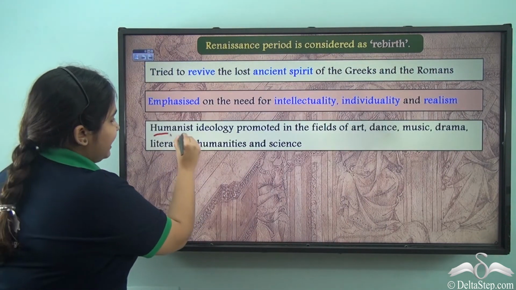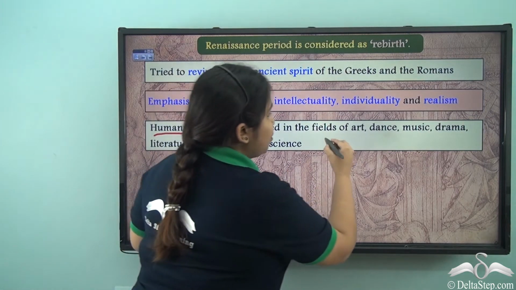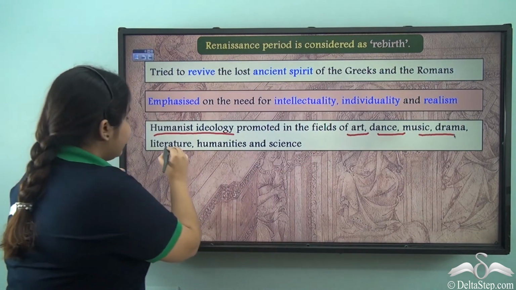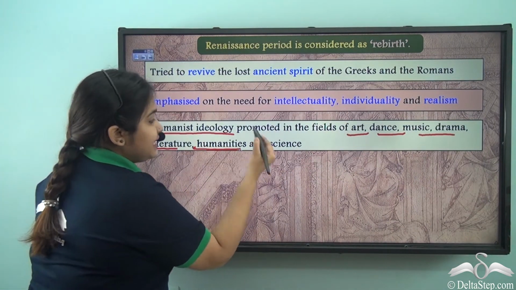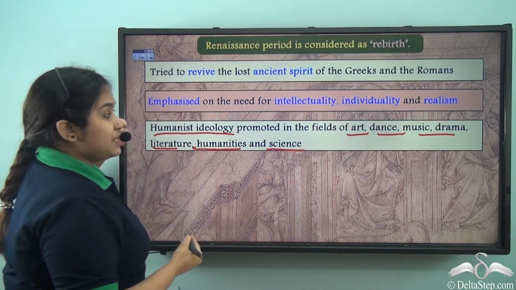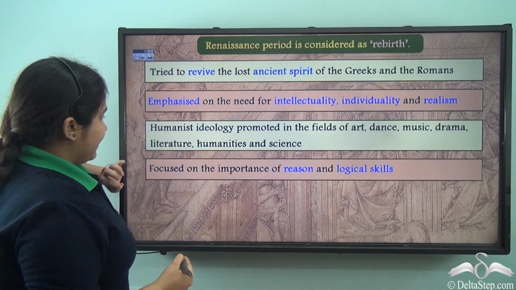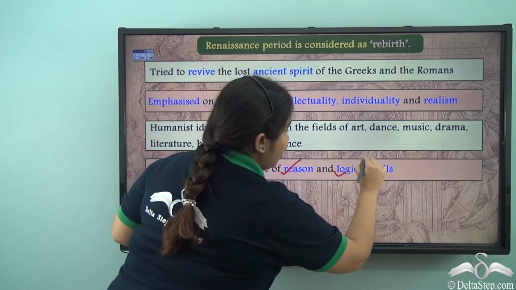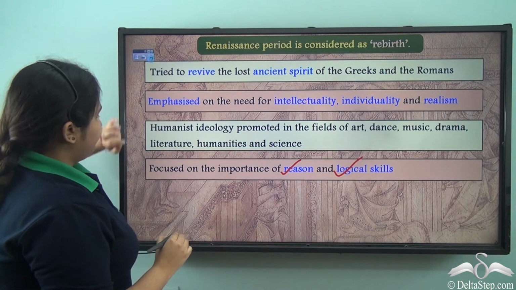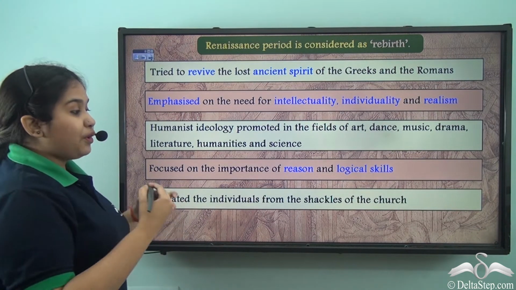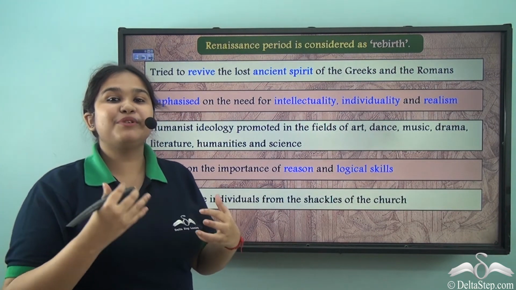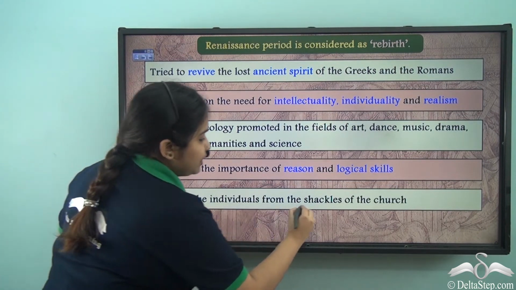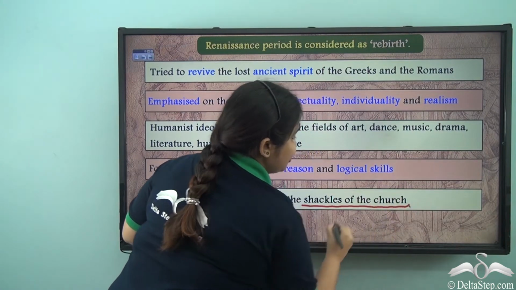So the humanist ideology, as we were discussing, was promoted in all of these fields: art, dance, music, drama, literature, humanities, which is education, and science as well. Now this period focused on the importance of reason and logical skills. Thus, what did it essentially do? What was its primary focus? The focus was to liberate the individuals from the shackles of the church.